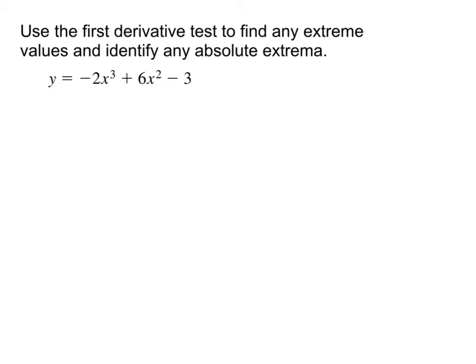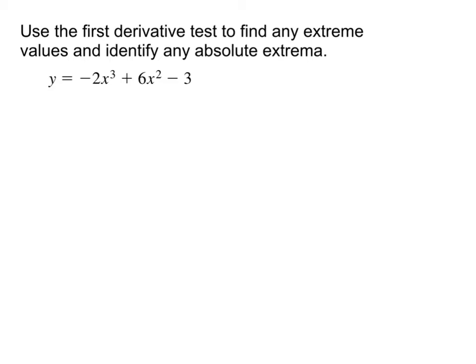Use the first derivative test to find any extreme values and identify any absolute extrema. The first derivative test says that if we take the derivatives and they're equal to 0 or they change from positive to negative, so we want to find the zeros and then we'll test on each side of them to see what happens. It will tell us if there's an extreme value. So take the derivative, set it equal to 0, find those zeros, and then we'll test them. Hit pause.